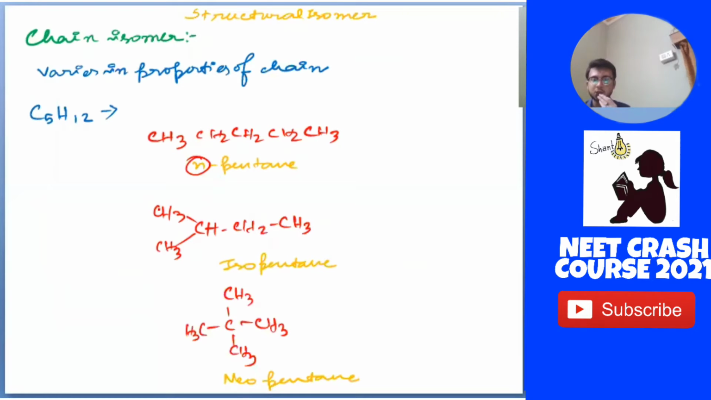Now, here as you can see, this is an iso chain, but the molecular formula is still C5H12. So we call it isopentane. Next we are gonna see that the organic compound is like this, but its molecular formula is same again, that is C5H12. So we call this kind of structure neopentane. So as you can see, there are three types in the chain isomer, that is normal, iso, and neo.